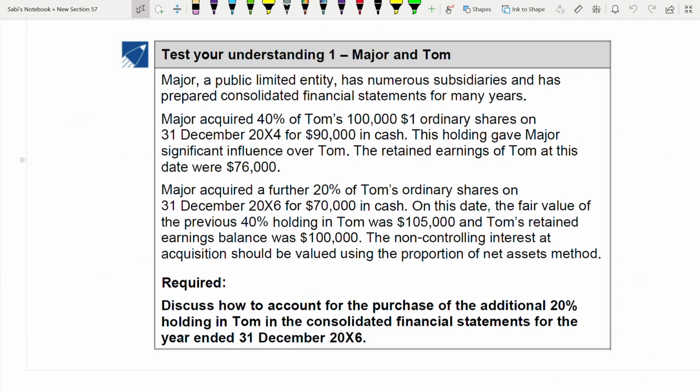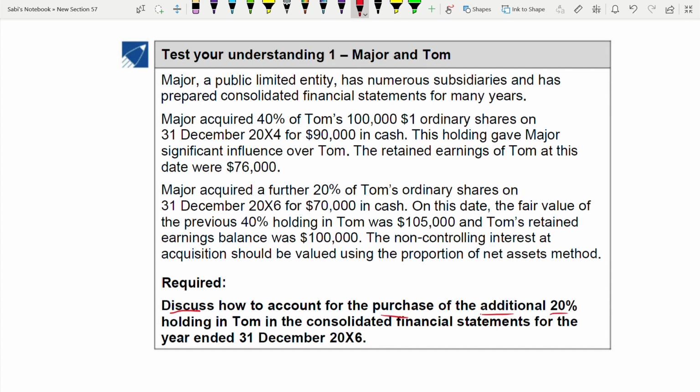Before disposal, we have to do one more question, which is test your understanding 1, which is Major and Tom. So here we are supposed to discuss how to account for the purchase of additional 20% holding in Tom in the consolidated financial statement. Okay. When the word discuss comes, remember you have to write also. You have to write and you have to do some calculation. It is not entirely calculation.